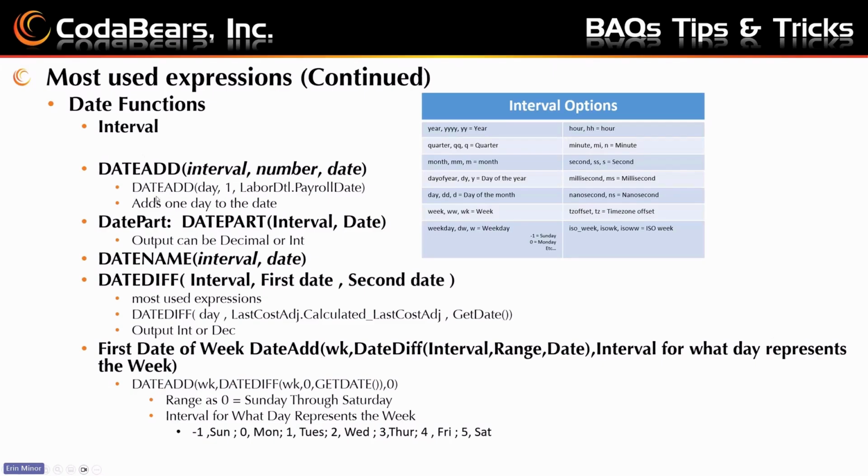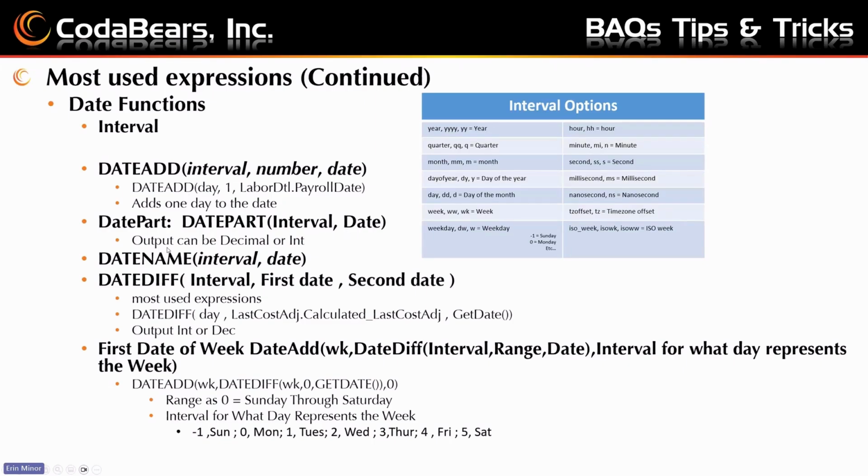So date add adds one interval to the date. This one would be day plus one payroll date. So if I really wanted to move a payroll date, I had somebody that wanted me to put anybody that was second shift on a Sunday into a Monday. So you add one to a payroll date, and now they have a new date. You can have one week, one year, one month, any of these intervals.